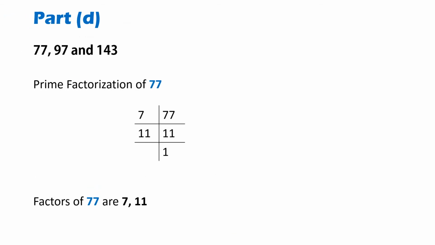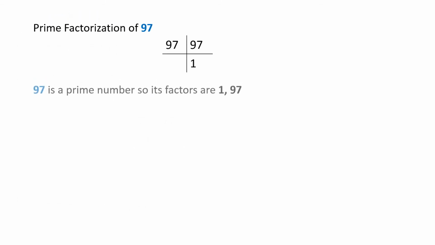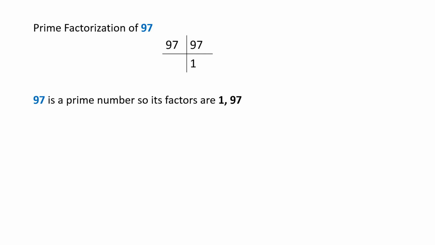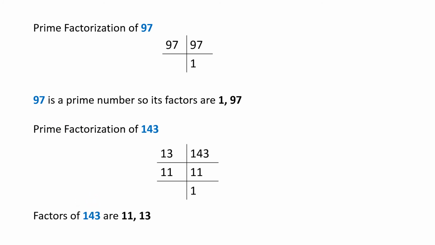Part D. To find the highest common factor of 77, 97, and 143, first calculate the factors of each number by using the prime factorization method as shown. Factors of 77 are 7 and 11. Since 97 is a prime number, it has exactly two factors, one and itself only. By prime factorization of 143, factors of 143 are 11 and 13.